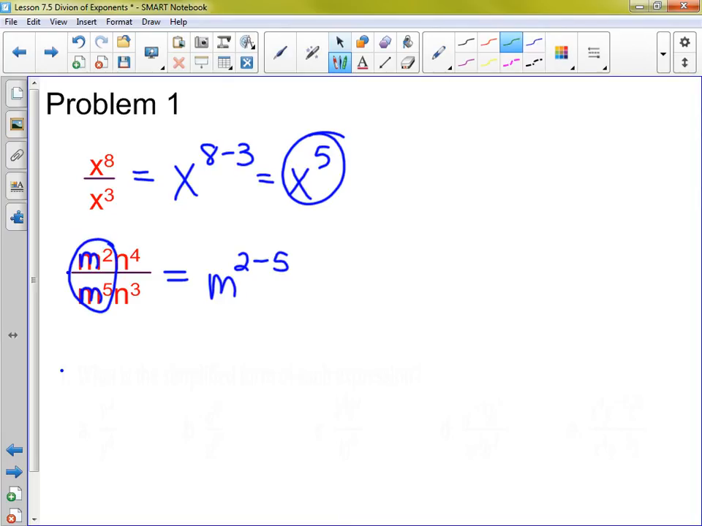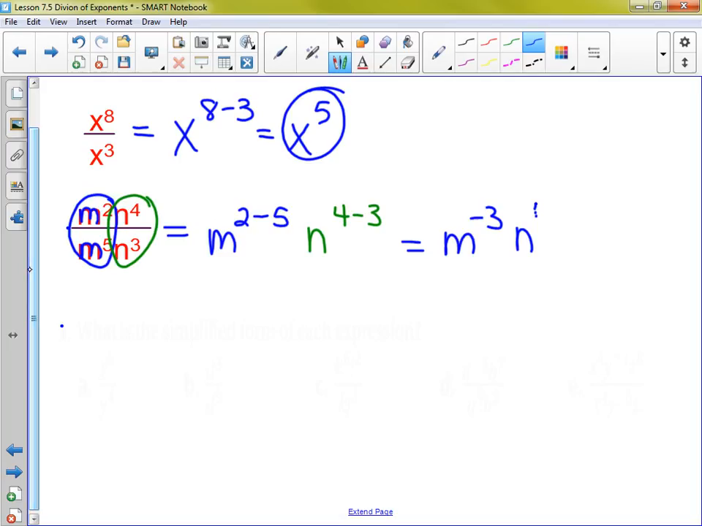And then I'm going to take the two n's, n to the 4 minus 3. So 2 minus 5 is negative 3, and 4 minus 3 is 1. So I can either write the 1 or leave it. Now you could stop right there, but that's not completely simplified because this has a negative exponent. So I'm going to move it down to the bottom and make it m to the positive 3rd. So my final answer is n over m to the 3rd.